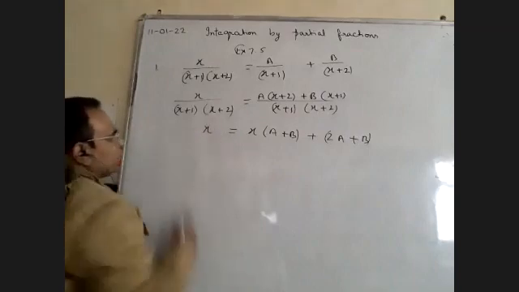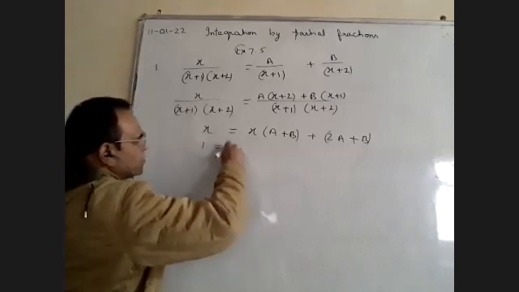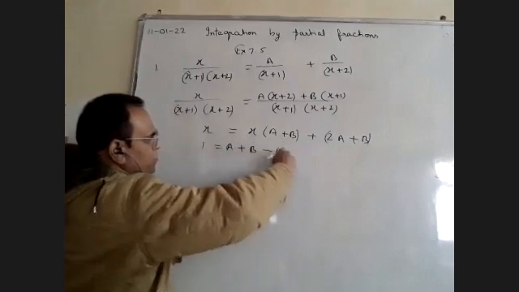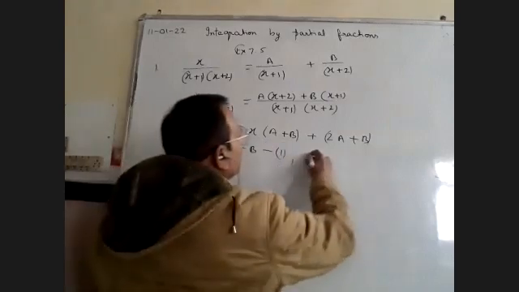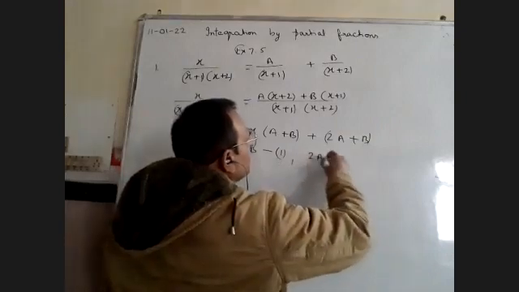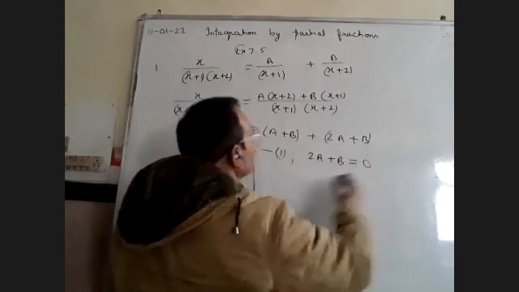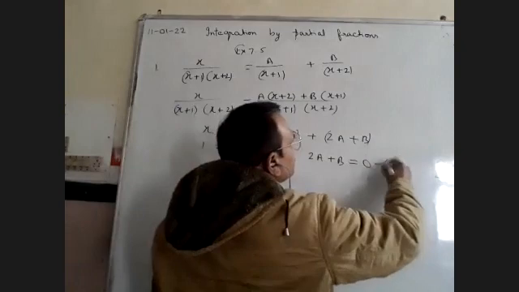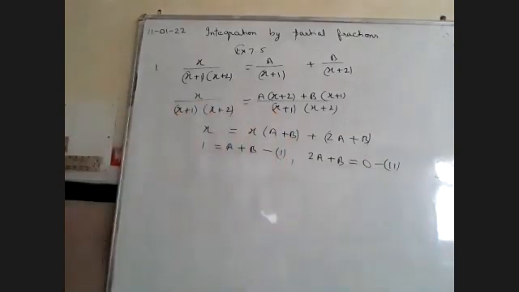Here the coefficient of x is 1, so we can write 1 equal to a plus b. This is the one equation. The second equation is 2a plus b equal to 0, because on the left hand side there is no constant term, so we can put 0 in place of that.